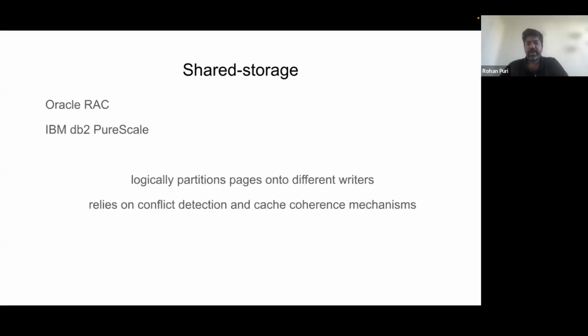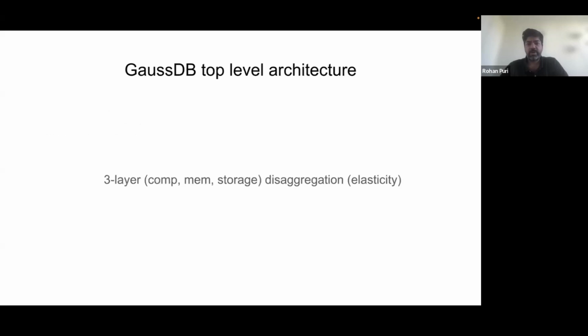If we talk about shared storage, you have Oracle RAC and IBM DB2 pureScale. These are the examples. They logically partition pages onto different writers, and they rely on conflict detection and cache coherence mechanisms. So GaussDB is a shared storage architecture with more design principles.